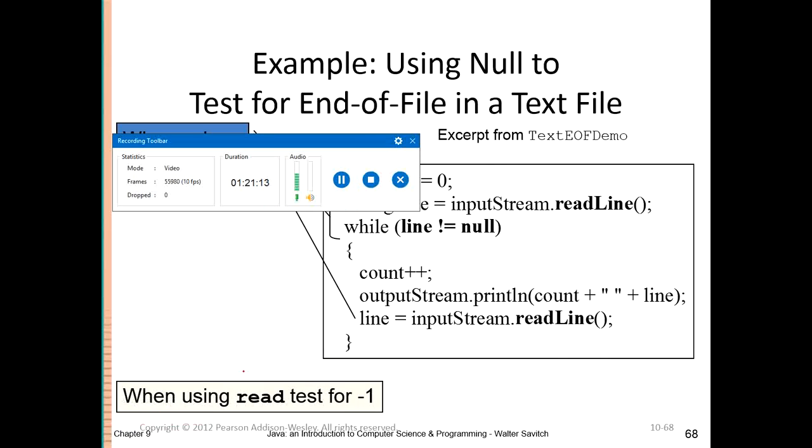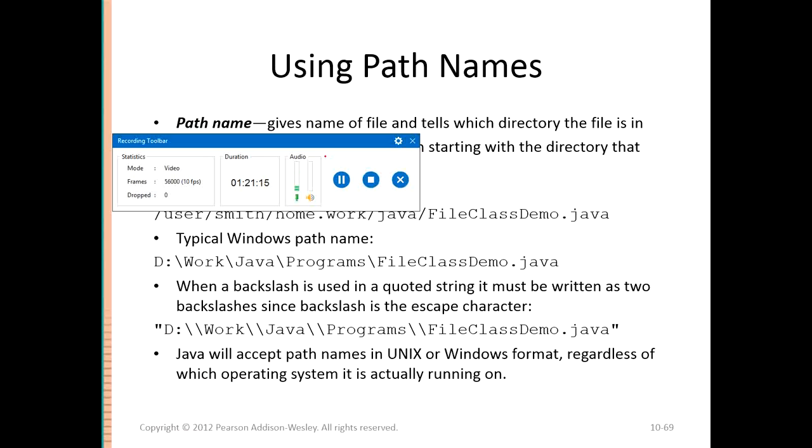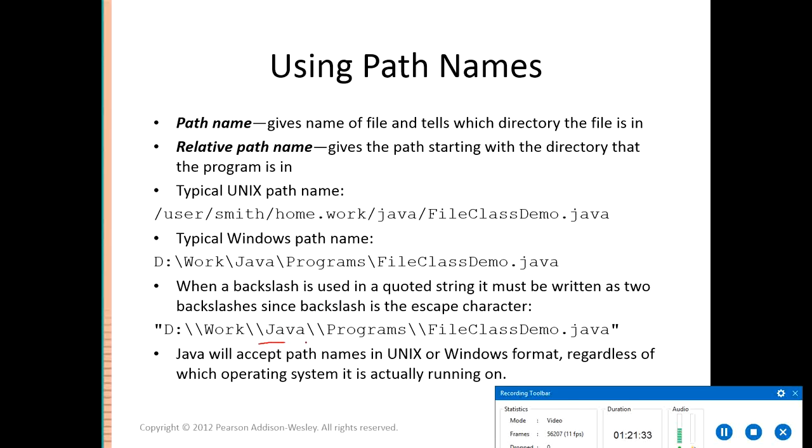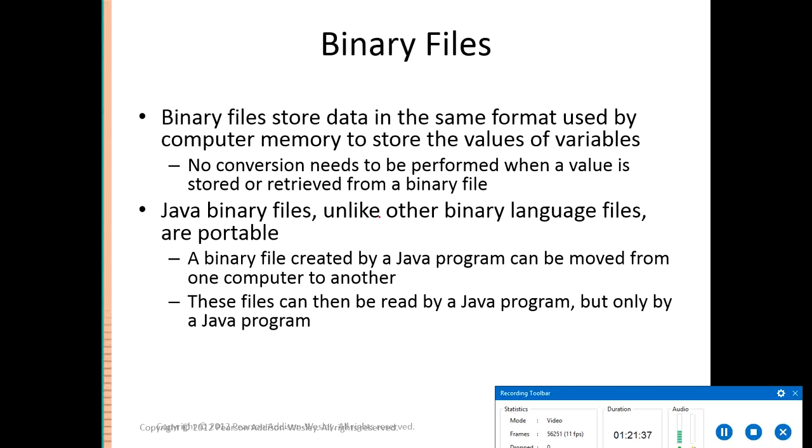Alright, so going ahead further, path names, as I told you, you can either save your file in the same directory, in the same folder where your program is, or otherwise you need to provide the path names, and with Java you need to provide the double slash instead of the single slash. I already explained this in the first program. So that was all about the text files.